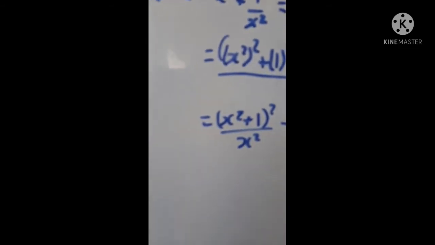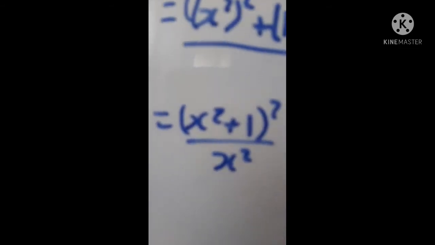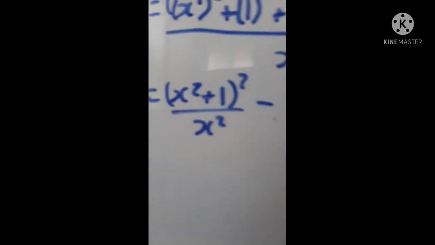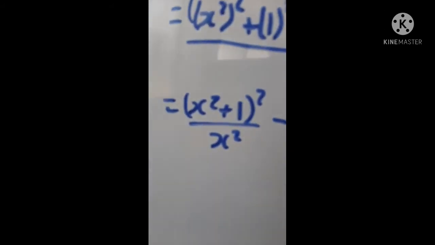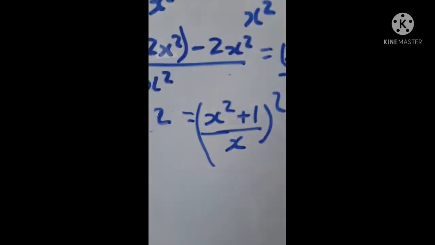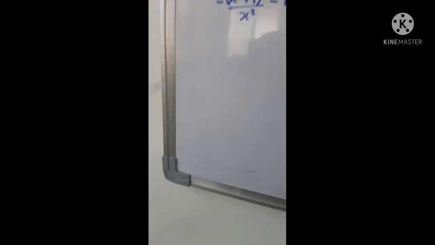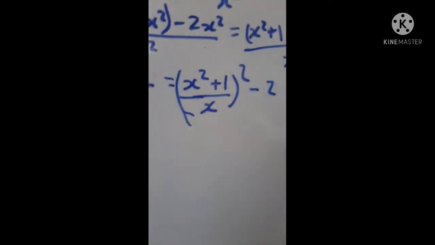So this just becomes 2. And now we can simplify this into ((x squared plus 1) over x) whole squared, minus 2. So that's still not factorized, right? That's still pretty dumb so far, right? And as I told you, this is a really forced factorization. This is not good in any sense.